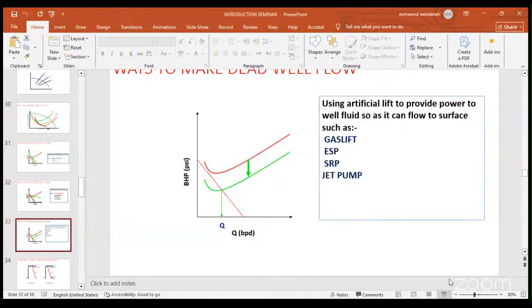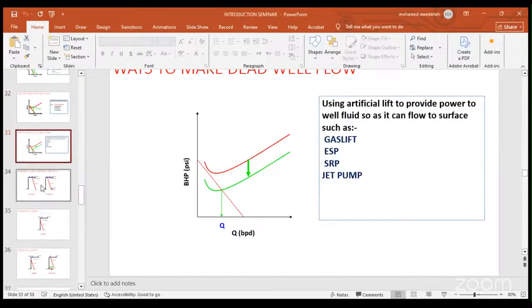Another concept which is concerned with our course is artificial lift. In this case, I will not change the IPR itself, but I will change the VLP. I make this curve lower by adding more energy to the fluid. I can use gas lift, ESP, sucker rod, or jet pump. For ESP, sucker rod, jet pump, or any pumping, I add energy to the fluid so it can overcome the hydrostatic and the friction and reach surface. But in case of gas lift, I don't add energy. I am just making the fluid lighter by injecting gas in the downhole.